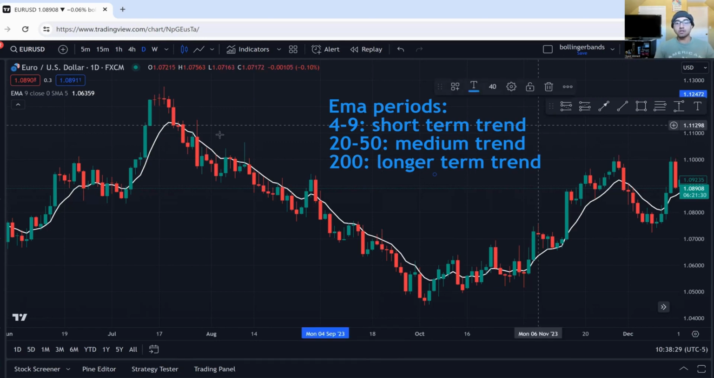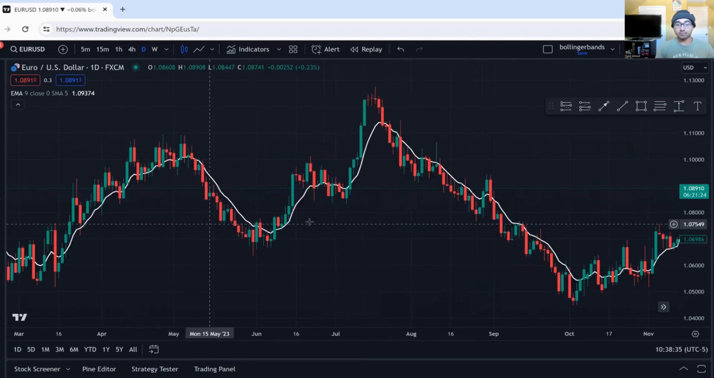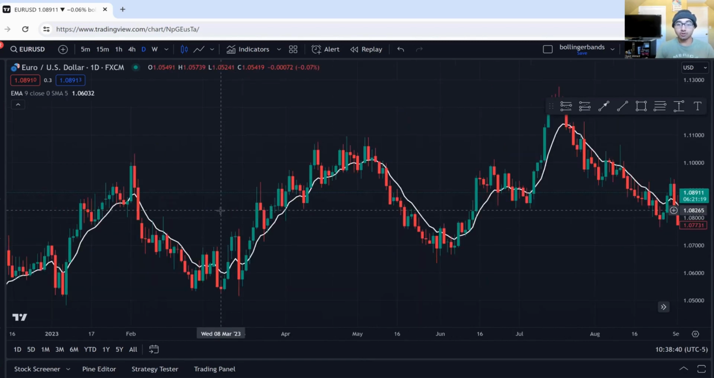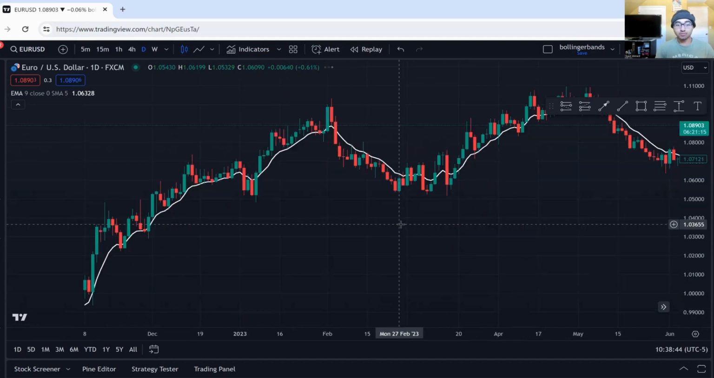So these are all the shorter term trends, the medium term trends, and the longer term trends. Now, you'll notice in the short term trend, it works out pretty well, right? Price is above the moving average, we're in an uptrend. Price is below the moving average, we're in a downtrend. But sometimes it doesn't work out so well.